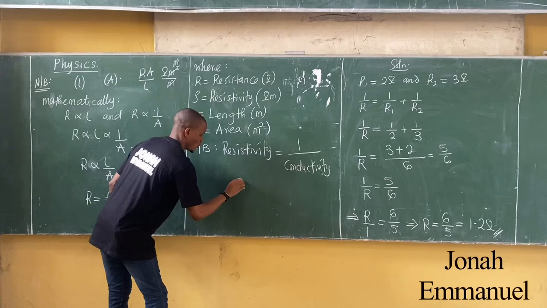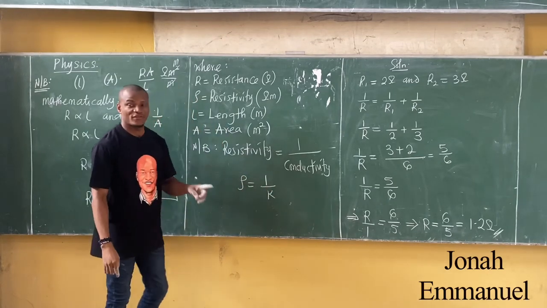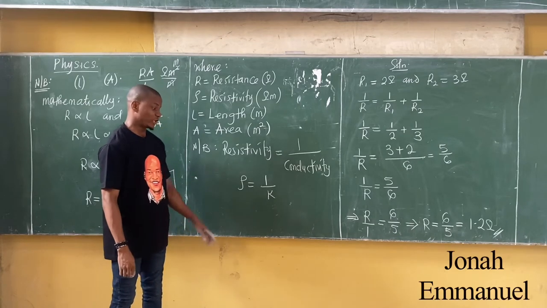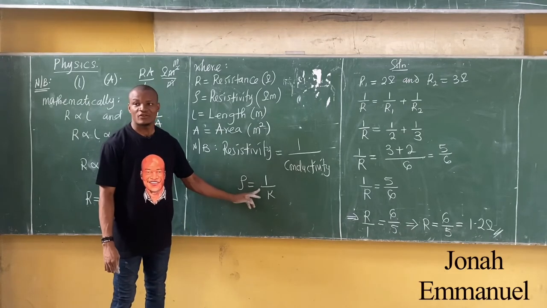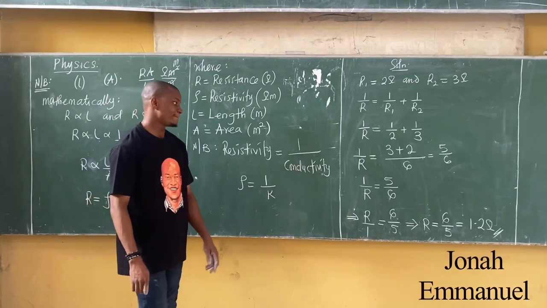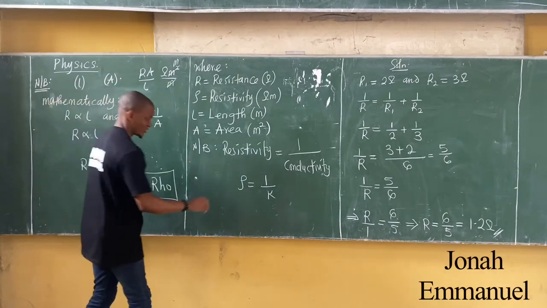So I'm saying that rho is equal to 1 all over k. So if you're given conductivity and you have to find resistivity, what do you do? Take the inverse of the value of conductivity, and you get resistivity. That's my concept there. It's important for you to note this one too.